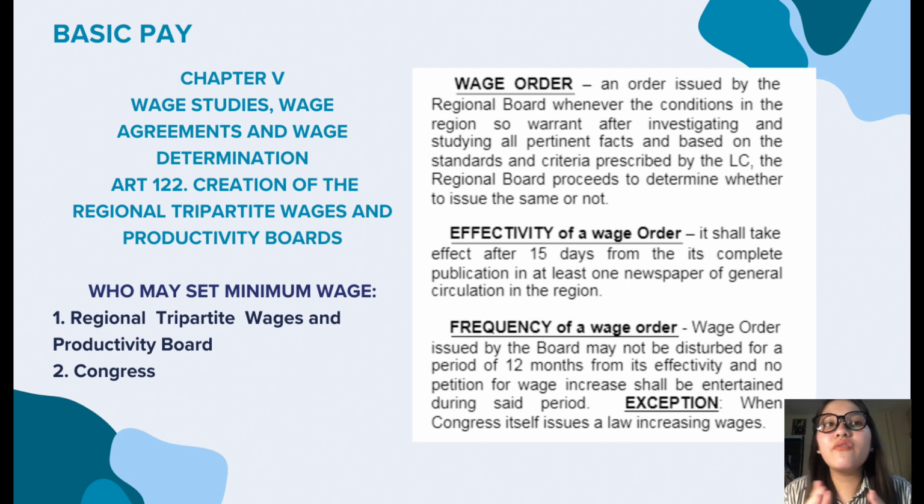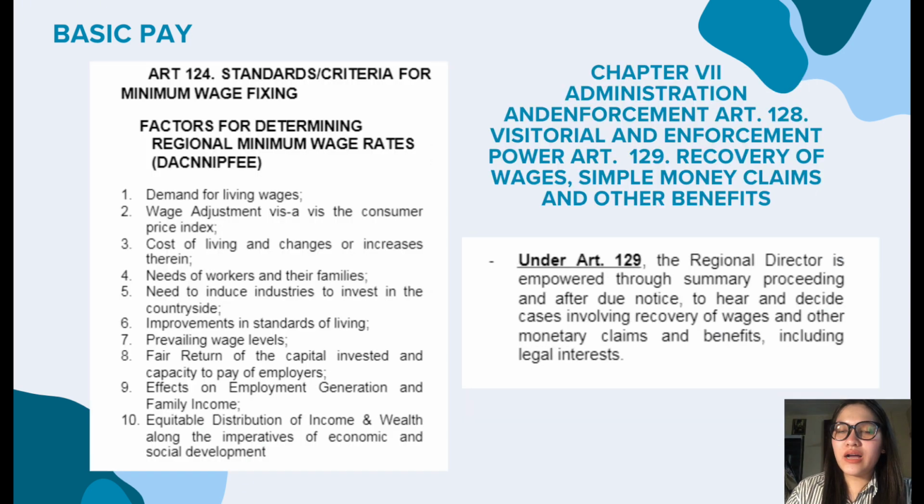So the effectivity of the wage order, it shall take effect 15 days after its complete publication in at least one newspaper of general circulation in the region. So the frequency of the wage order. A wage order issued by the board may not be disturbed for a period of 12 months from its effectivity, and no petition for wage increase shall be entertained during the said period, except when Congress itself issues the law increasing the wages.